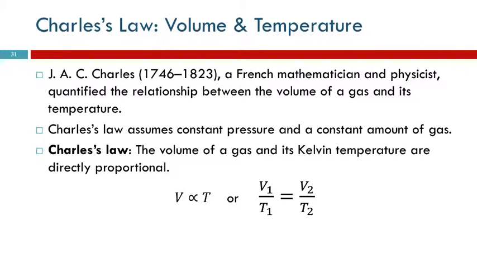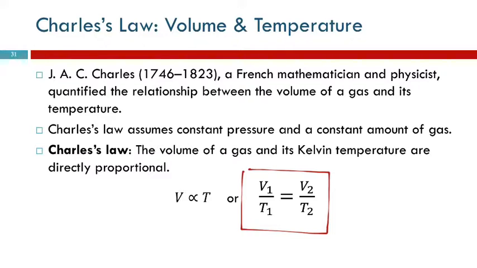So J.A.C. Charles, he was actually a French mathematician and a physicist, and he studied this relationship between the volume of a gas and its temperature. And this is back in the 1800s. So his law assumes that we keep the pressure constant, because we know that changing the pressure will change the volume. So we don't want to mess around with that. We'll leave the pressure constant, and the amount of gas constant, and we're just going to look at the relationship between temperature and volume. So his law says that the volume of a gas and its Kelvin temperature are directly proportional. And the way this is usually written is V1 over T1 equals V2 over T2.